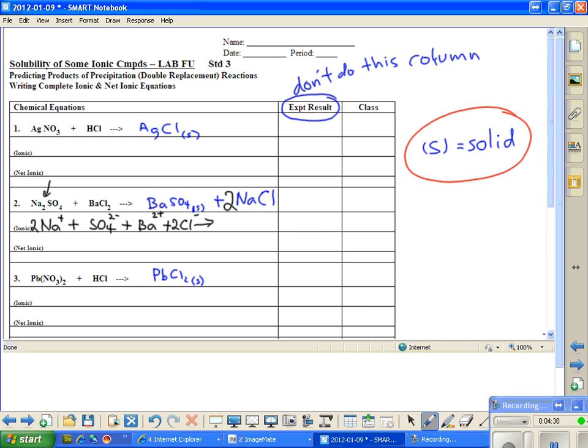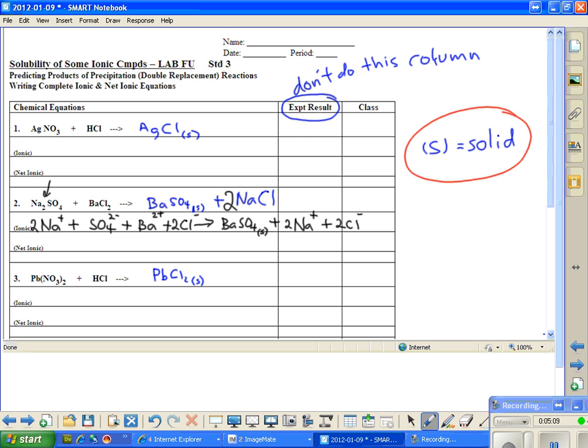At any rate, the other side of the equation, we have to start with the barium sulfate, which was a solid, and you'll notice that is not written as ions because it doesn't dissolve in water. And ions are always dissolved in water. So that barium sulfate just goes as is. Next, we have 2 sodium ions, and 2 chloride ions.